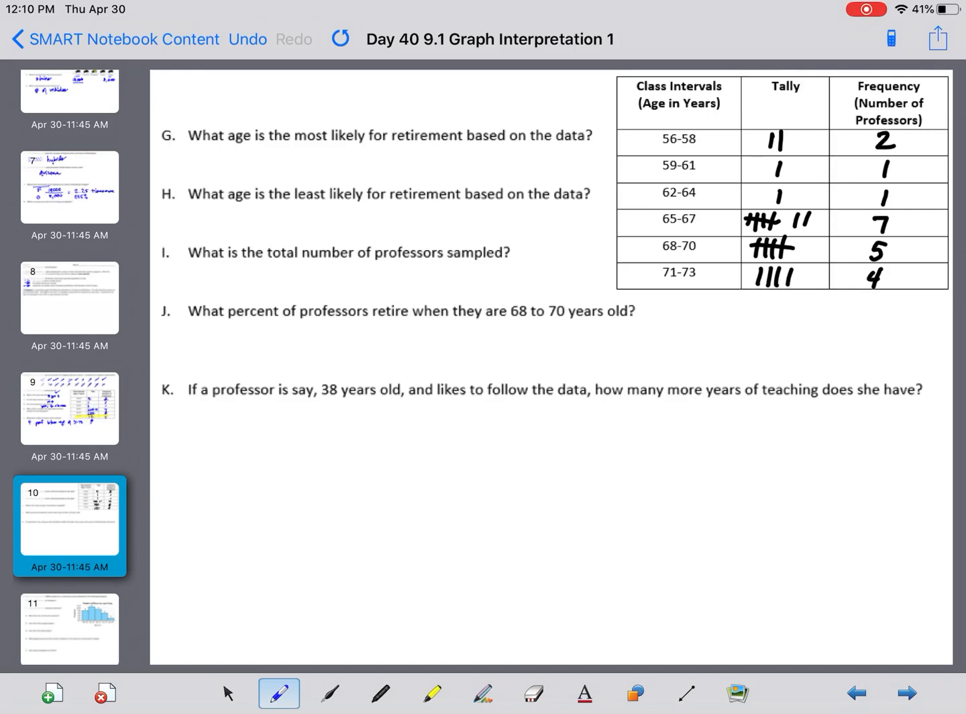Moving on, let's look at G. So what age is most likely for retirement based on this data? Well, that's where I want to look and see where I have the highest frequency. So it looks like the 65 to 67 category is the most popular age for retirement based on this data set. What age is the least likely for retirement? Well, those would be my categories that only have 1 person in each. So it looks like 59 all the way up to 64. Since I have 2 categories here that are going to be included.